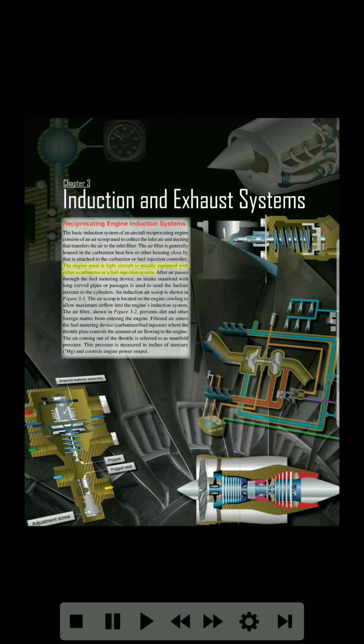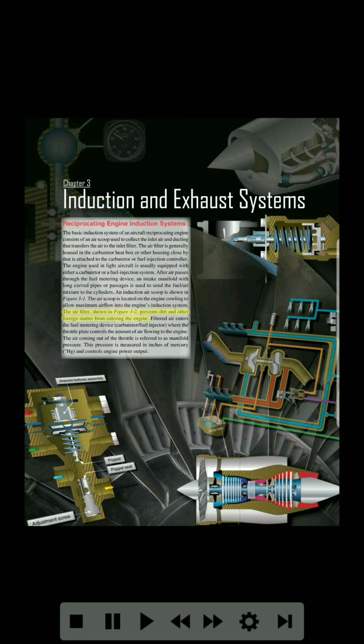The engine used in light aircraft is usually equipped with either a carburetor or a fuel injection system. After air passes through the fuel metering device, an intake manifold with long curved pipes or passages is used to send the fuel/air mixture to the cylinders. An induction air scoop is shown in Figure 3-1. The air scoop is located on the engine cowling to allow maximum airflow into the engine's induction system.